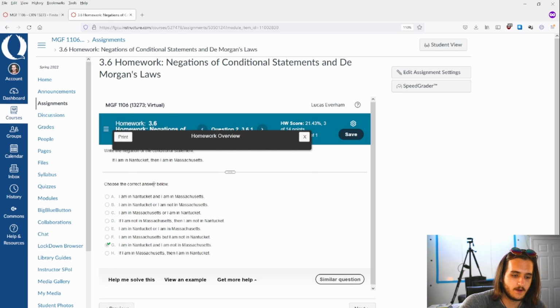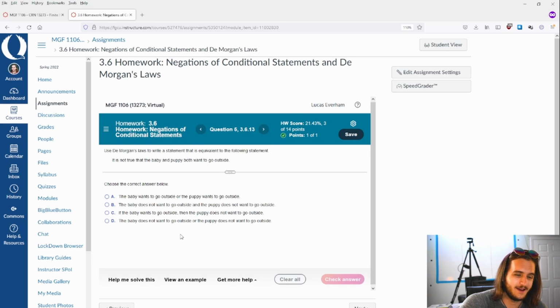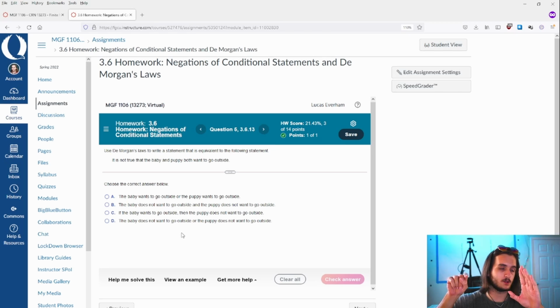So let's jump here to number 5, where we are going to actually use De Morgan's laws. We have a bit of a silly statement here. It is not true that the baby and the puppy both want to go outside. So we're taking something like the baby and the puppy want to go outside and throwing that little negation squiggle out on the front of it. So we have something like not the quantity P and Q. If you bring that not into there, you would have not P as well as not Q.